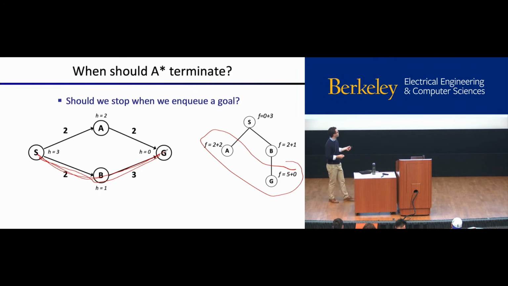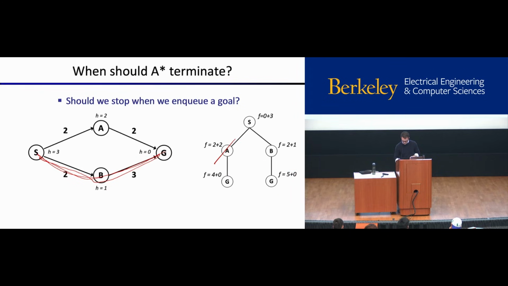We have this expansion criterion, right? What do we expand first? 5 plus 0 or 2 plus 2? 2 plus 2. All right, so let's expand A. What happens? We expand A. We get another G. We put 2 G's into our search tree. Which G is better? The new one. So now our fringe looks like this.